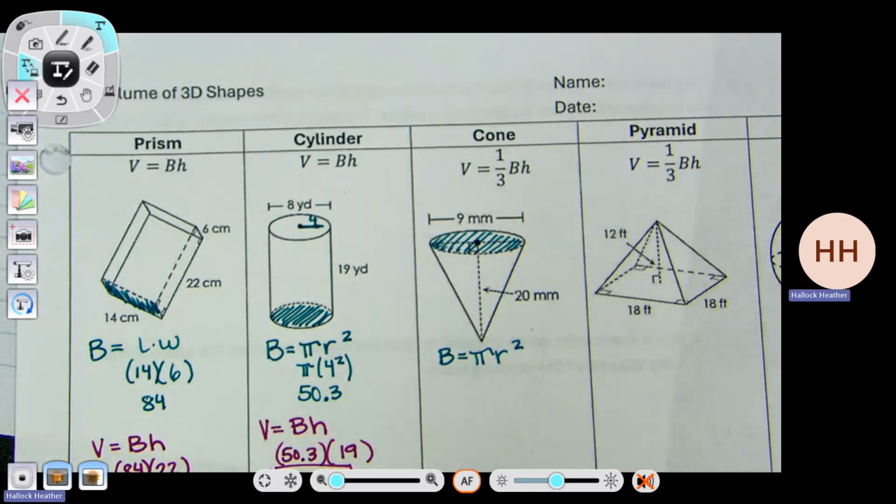Good. Pi r squared, because that's the area of a circle. You do not need to remember these formulas. They are on your blue sheet. So the area of a circle is on there. The volume formula is on there. You just have to know which ones you're using.